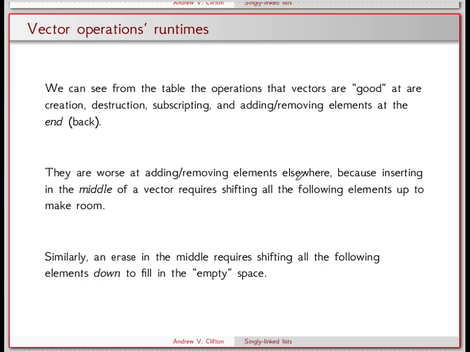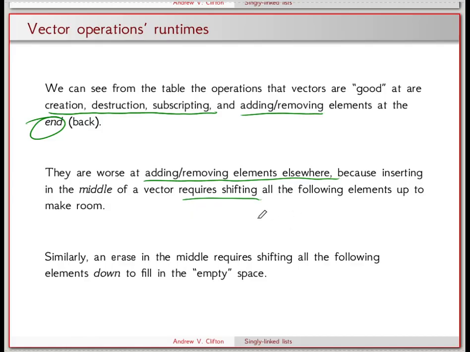So from the table, you can see what vectors are good at. They're good at creation, destruction, subscripting, and adding and removing things, but only at the end. And then they're worse at adding and removing things anywhere else, like inserts and erases either at the middle or the beginning. Those require shifting the existing elements.